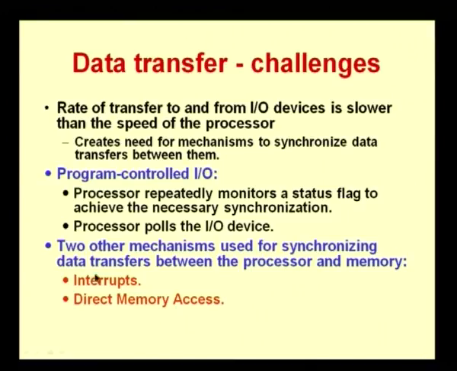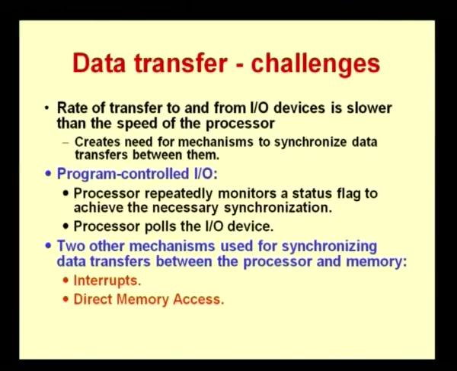The two other mechanisms that are used are interrupts and direct memory access. An interrupt essentially works like this: when the data becomes available, or when the IO device becomes ready with the data transfer, it will send a special signal called an interrupt to the processor, and then the processor can come and read the data. That is called interrupt based IO transfer.